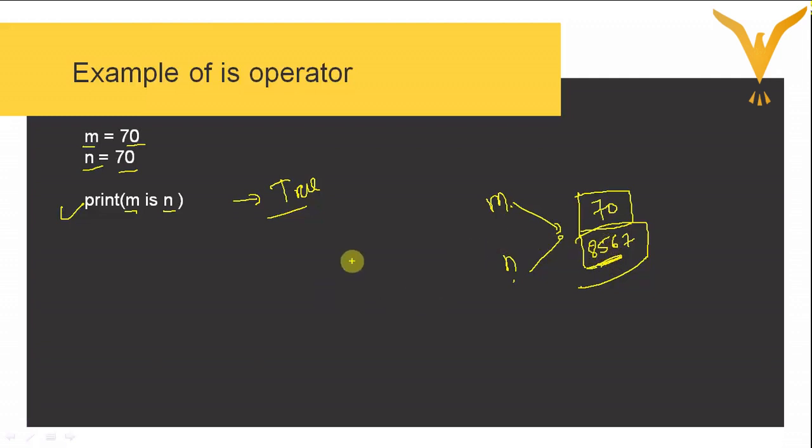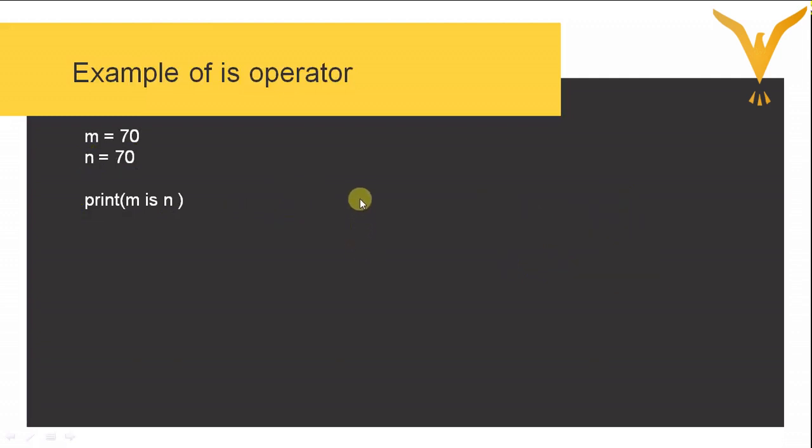Okay, so this is nothing but an example of the is operator. But let's assume n is my string over here. Now it will create two separate memory locations, and this will evaluate to false. The is operator will always check whether the memory locations of the objects are the same or not.